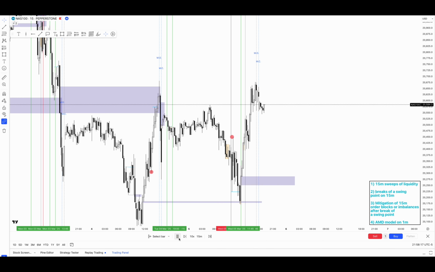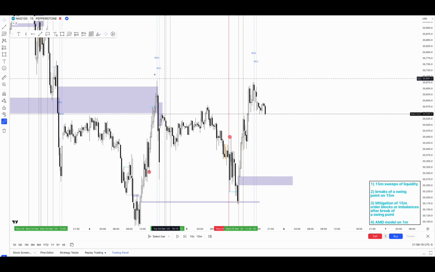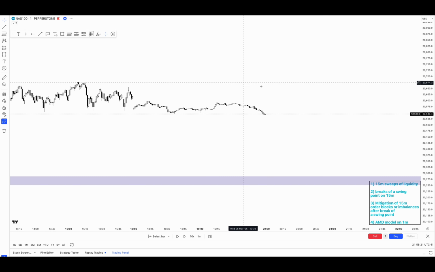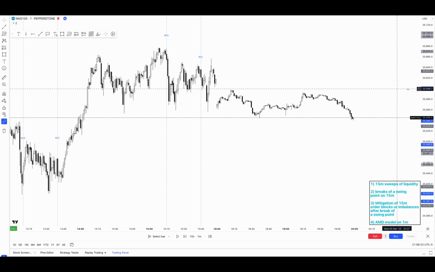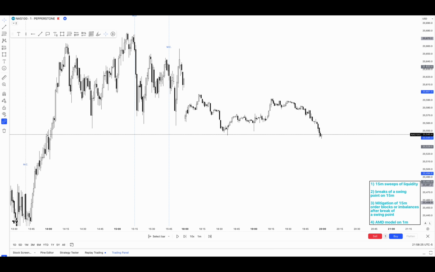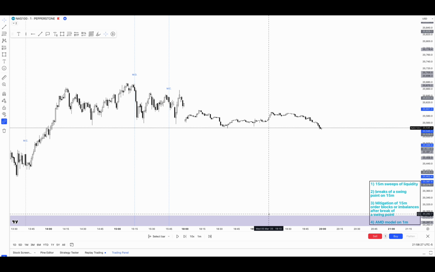So let's just see what it looks like going into Asian session. So it's around that time from now. Let's see if we can get some more sell continuations or sell moves to at least push it down, hopefully to this imbalance here.